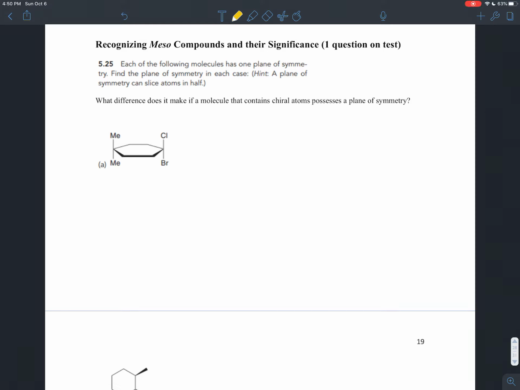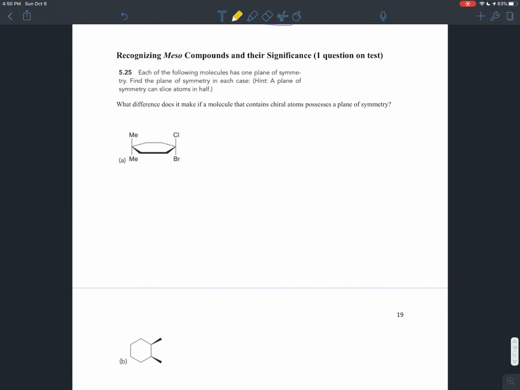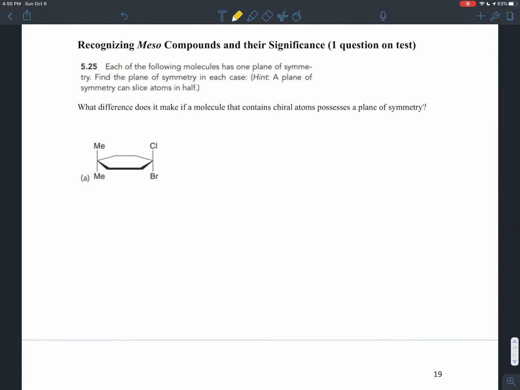Exercise 525 is asking you to find a plane of symmetry in each of the following molecules. And at first that might seem really random. What difference does a plane of symmetry make? But if a molecule has symmetry, then it has two sides that are exactly the same. And if it has two sides that are the same, then the molecule as a whole is not chiral.